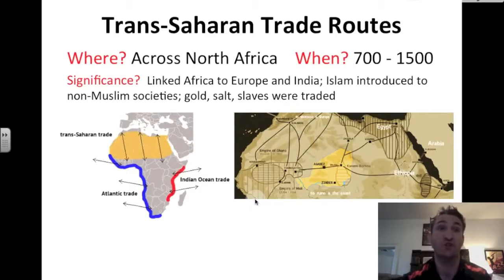Another important trade route was the Trans-Saharan trade routes. Trans meaning across. Where was this route? Across North Africa. You see it in tan here. When was this trade route widely used? From 700 to 1500. And what was the significance of the Trans-Saharan route? Well, it linked Africa to Europe in the north and to India in the east. This trade route also introduced the religion of Islam to non-Muslim societies in Africa. And what were the important trade elements? Gold, salt, and slaves were all traded along this route. And you see how it's an important connector from North Africa to the west and the Atlantic trade, and the east and the Indian Ocean trade.